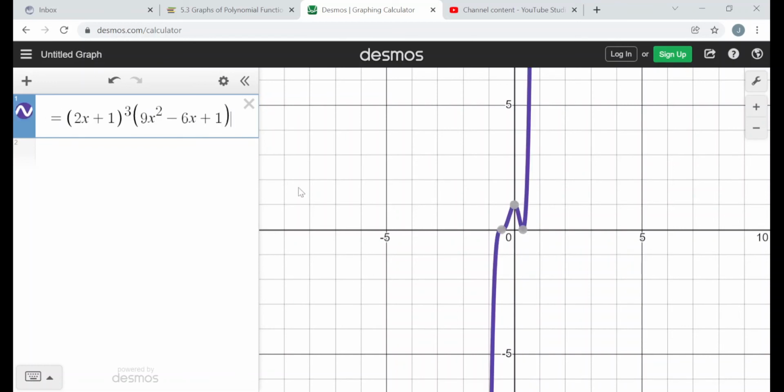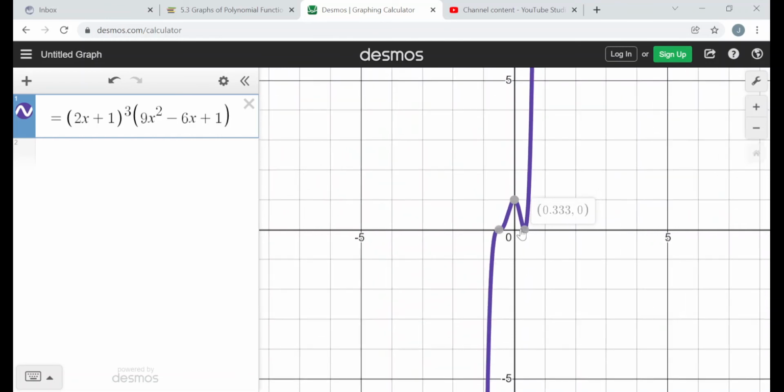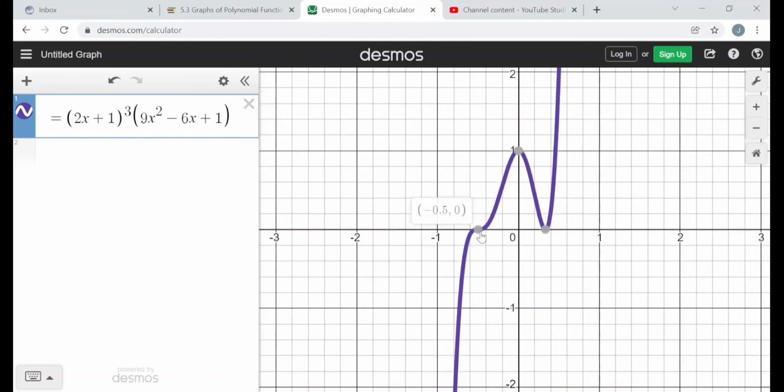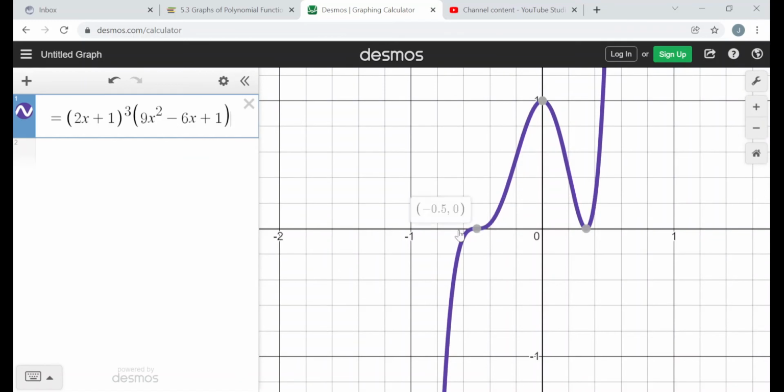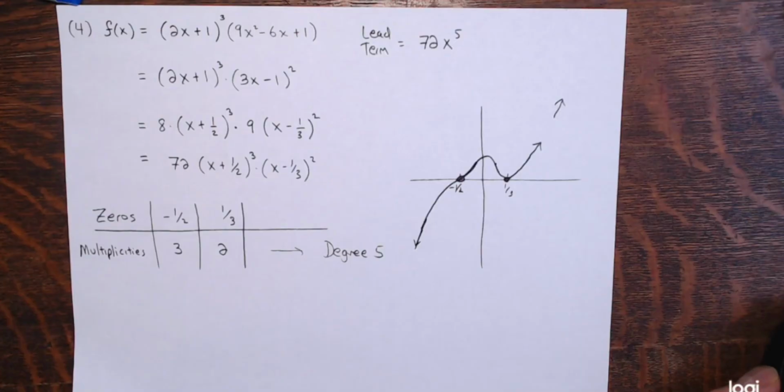All right, and look, there's negative 1/2 comma 0. And then the other one's at positive 1/3, but it'll probably put it at 0.333. That's positive 1/3. And you see how it's crossing at negative half? It's crossing like a cubic, crossing over the x-axis. And you see at x equals 1/3, it's like a parabola. It's bouncing off. Multiplicity 3, multiplicity 2. Just like I had. And it's going down to the left, up to the right, just like I said it would for the end behavior. All right, looks good.